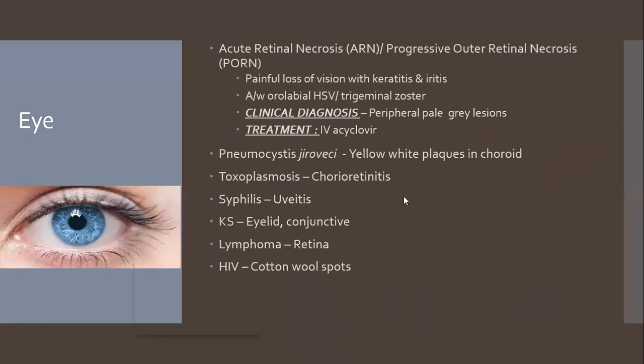The other infections apart from varicella zoster and CMV: Pneumocystis jirovecii can cause plaques in the choroid. Toxoplasmosis can cause chorioretinitis. Syphilis can affect the eye by uveitis. Kaposi's sarcoma, lymphoma. HIV itself can cause cotton wool spots like diabetes.